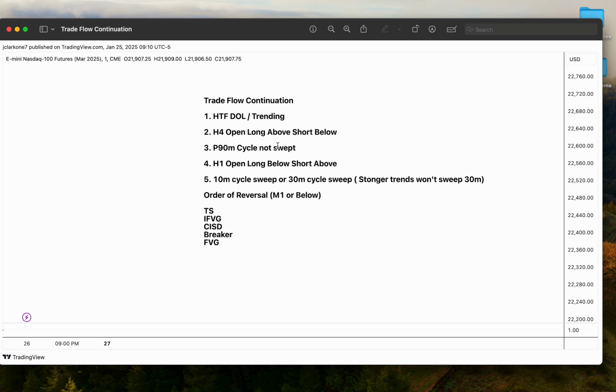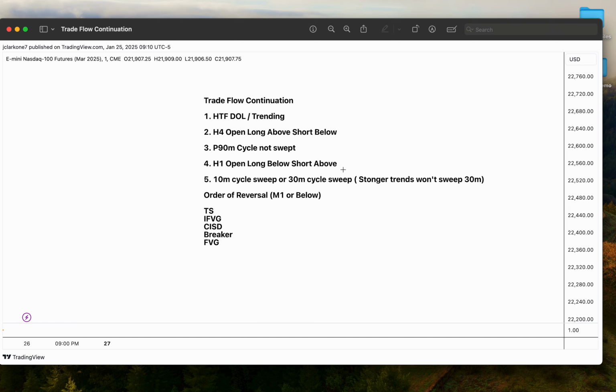The prior 90-minute cycle can't be swept, so if we're gonna go long, I don't want to see a sweep of the previous 90-minute cycle. I just want it to all kind of trend in order. Lows remained intact. And then if we're shorting, I want the highs to remain intact. I don't want to have any type of manipulation there on a 90-minute cycle if we're trending.